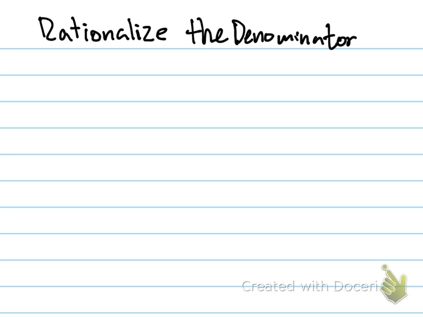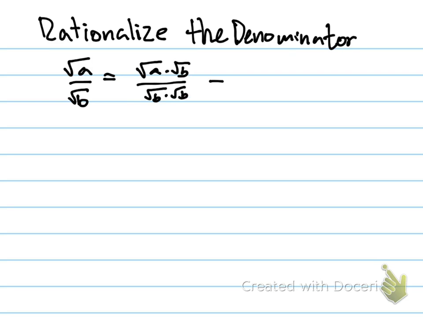So basically all we're saying is if you have square root of A over square root of B, this is going to equal square root of A times square root of B over square root of B times square root of B. So then we're going to get square root of AB over B.